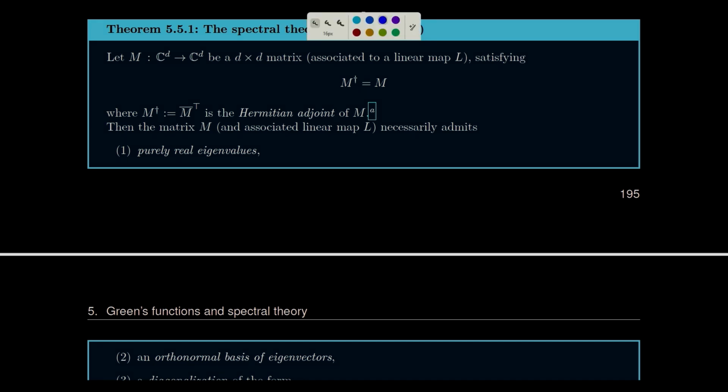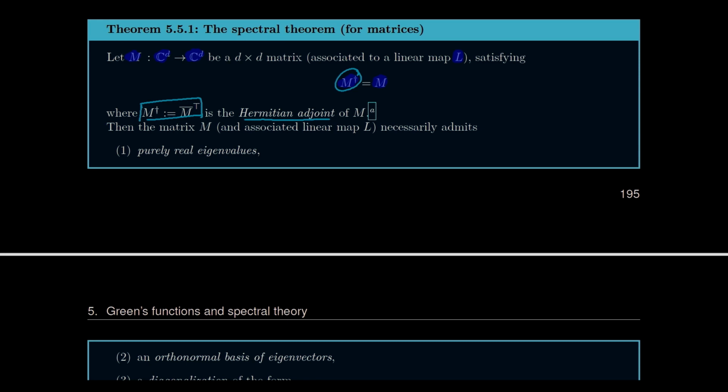So the spectral theorem for matrices says, let's take a matrix moving d-dimensional complex space to d-dimensional complex space. That would make it a square matrix. And you'll recall all matrices are associated to linear maps. They aren't the same thing as the linear map, but they're associated to it. And let's suppose that the matrix satisfies M dagger equals M. Let's be clear about what the dagger means. The dagger is defined right here. It's called the Hermitian adjoint. You may or may not have covered that in a linear algebra course.